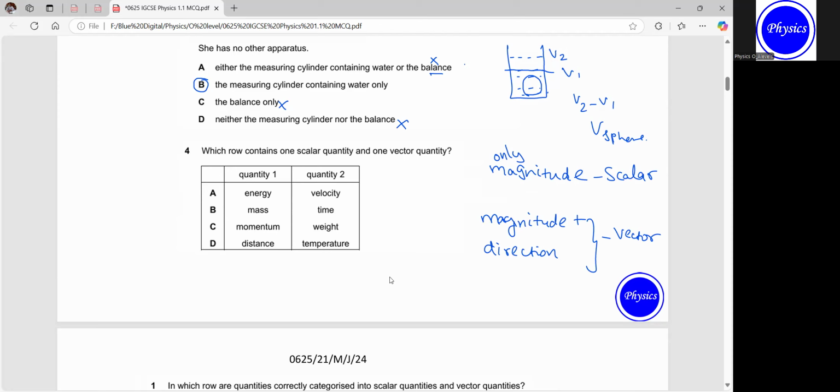Now, come on. Energy is a scalar. I think the first one, energy, is a scalar. This is a scalar. This is a vector. Velocity is a vector. Velocity is speed with direction. Mass is a scalar. Time is also a scalar. So this is wrong. Momentum is a vector. Weight is a vector. Wrong. One scalar, one vector. Distance is a scalar. Temperature is also a scalar. So option A is correct.